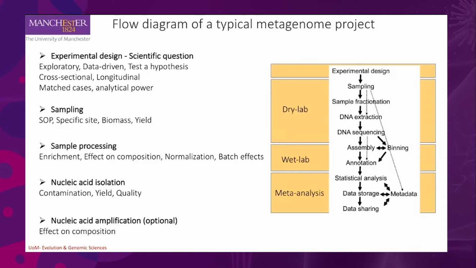And finally, an optional step of nucleic acid amplification if the yield is quite low, and this is usually because of the initial biomass. So when the initial biomass of the sample is low, then the nucleic acid yield is also quite low. In some cases, we need to do a nucleic acid amplification. In Cure, we do a whole genome amplification by using multiple displacement amplification. And of course, as we have done in Cure, we need to test the effect of these amplification processes on the composition.